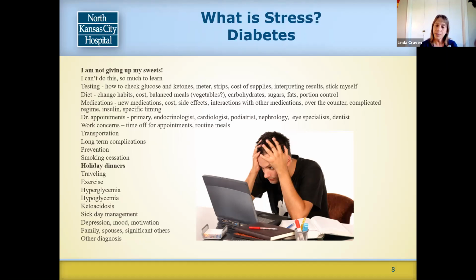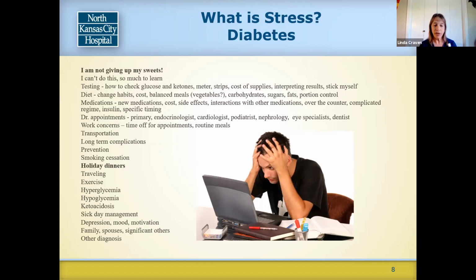Not only does diabetes affect us personally, it does affect our family, our spouses, and our significant others. So for example, if I was married and my spouse did all the cooking, that's my dream world, but if my spouse did all my cooking and I suddenly developed diabetes, is your spouse willing to make changes for you to be healthy?